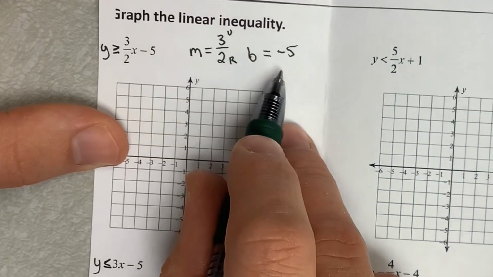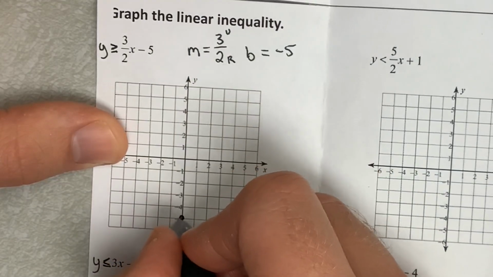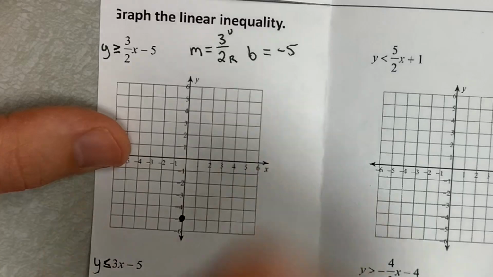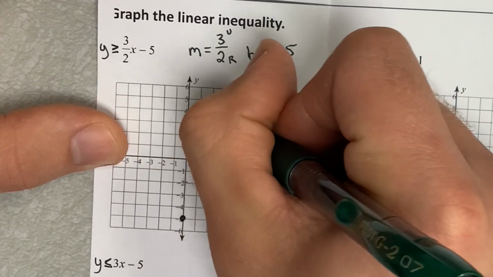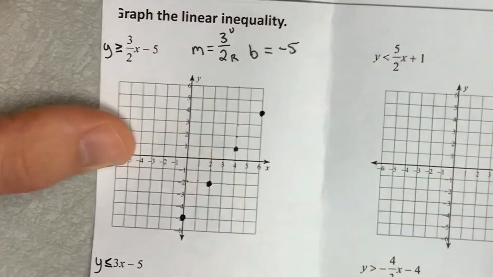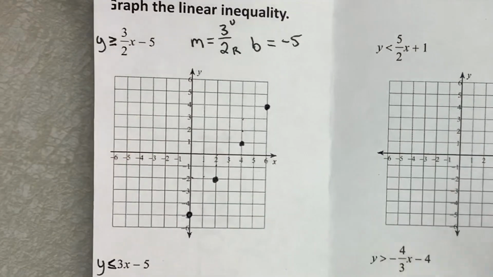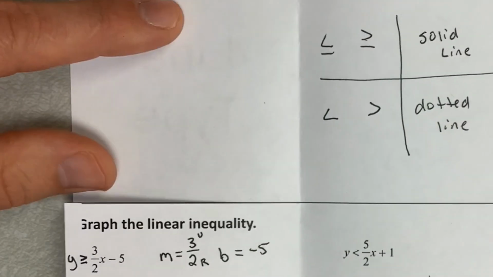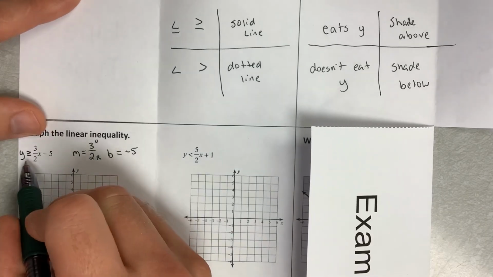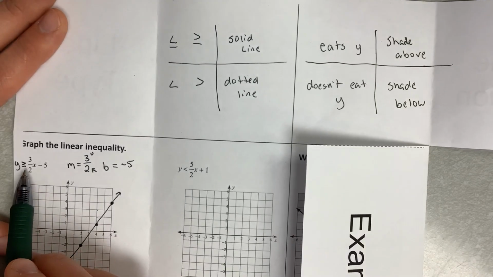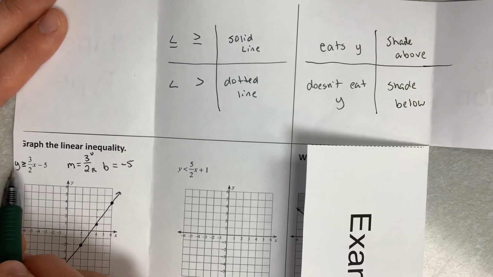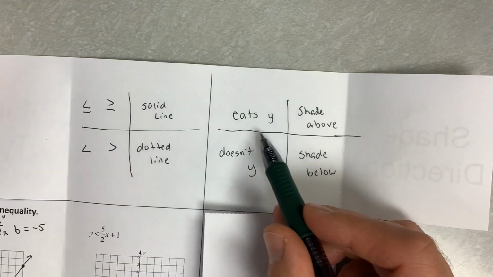When I graph it, I go to my y-axis, I go to negative 5, and I put a dot there. I'm going to go 3 up, 2 right, and make as many dots as I possibly can because life is fun that way. And now I'm going to utilize my notes that we just took. First things first, I have equal to present, so I go to my chart, I'm connecting these dots with a solid line. Last thing, I'm going to say, is it eating the y, yes or no? Well, let's see here, it is chomping on that y right there. It's opening its mouth towards the y, so it's going to eat it. So that means I'm going to shade above.